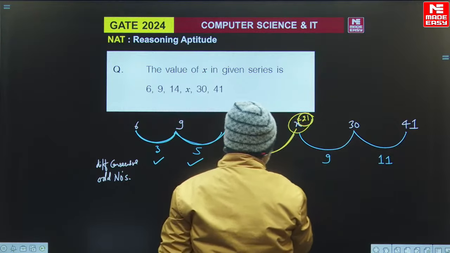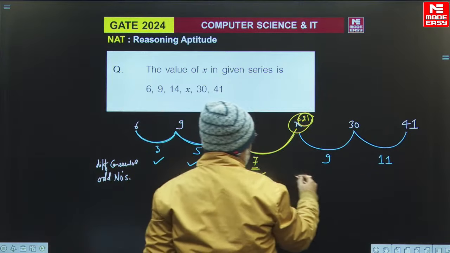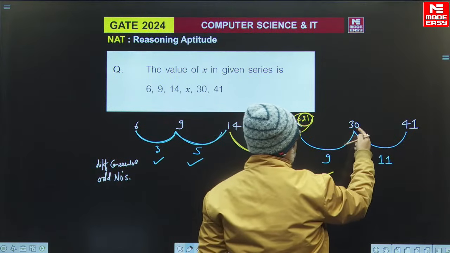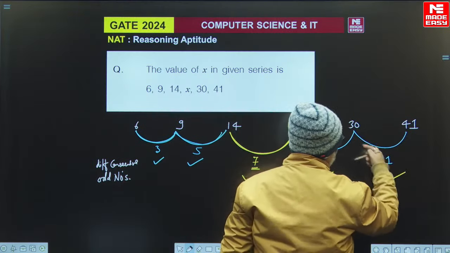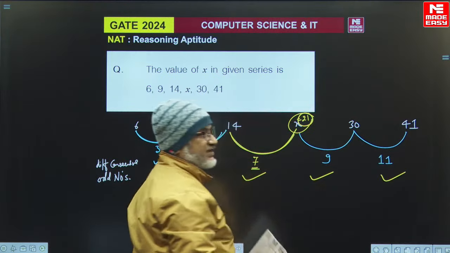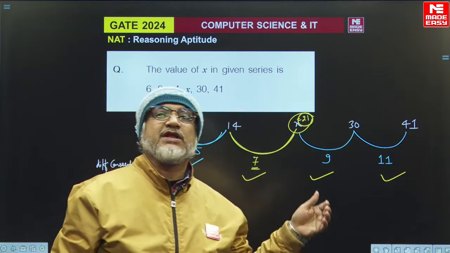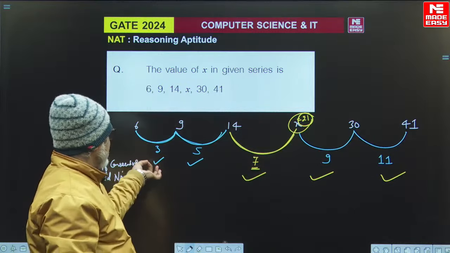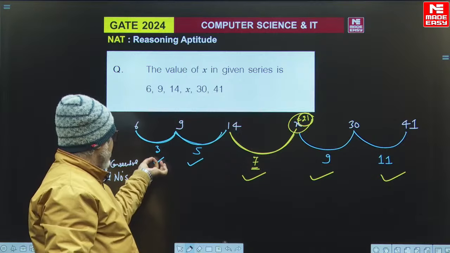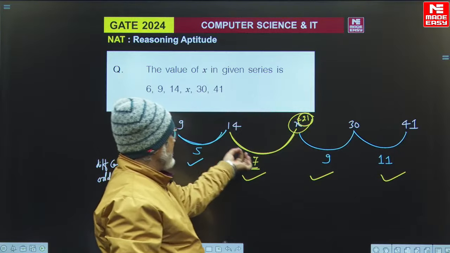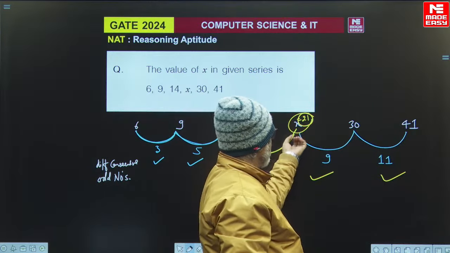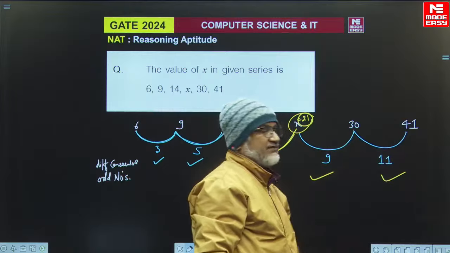Next consecutive odd number: 3, 5, 7. Then we have 9, 21 and 9 will come out to be 30, and then 11, which will come out to be 41. Everything satisfies. The differences in the terms are consecutive odd numbers beginning from 3: first odd number 3, then 5, then 7 is the difference, the missing term is going to be 21, then we have 9, then 11.